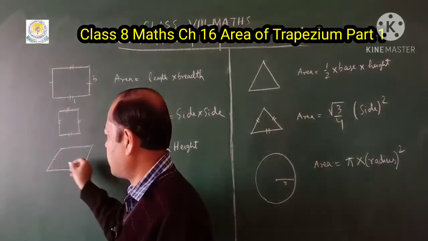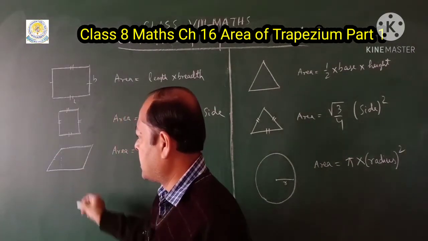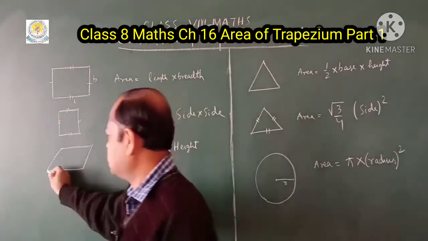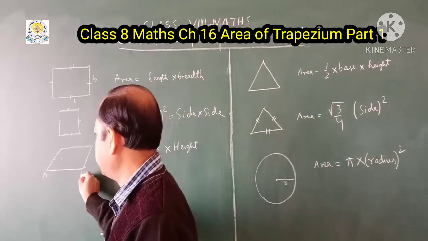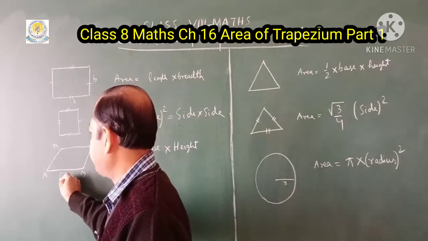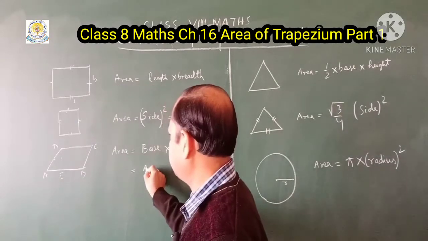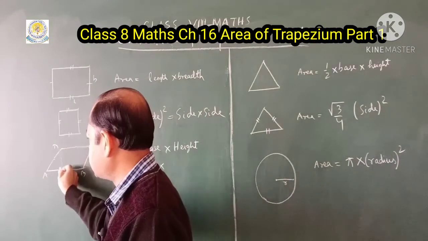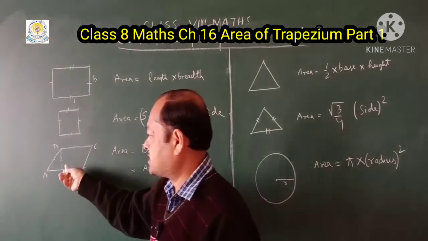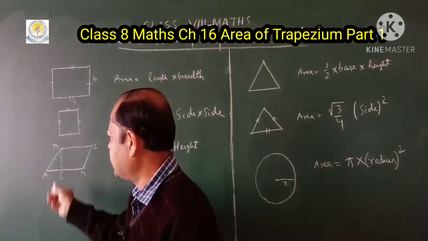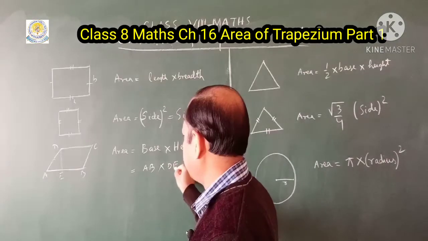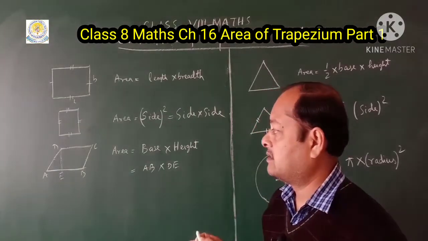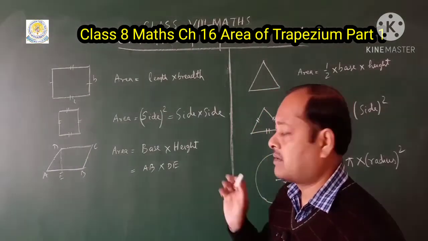The next figure is a parallelogram. A parallelogram has opposite sides parallel and equal. So what is the area? Area equals base into height. Suppose we name it A, B, C, D, and if AB is the base, and this is the height, the perpendicular distance from the parallel sides, that is DE here. So DE is the height. Otherwise height can be known as the altitude. So base into height is the area formula of a parallelogram.